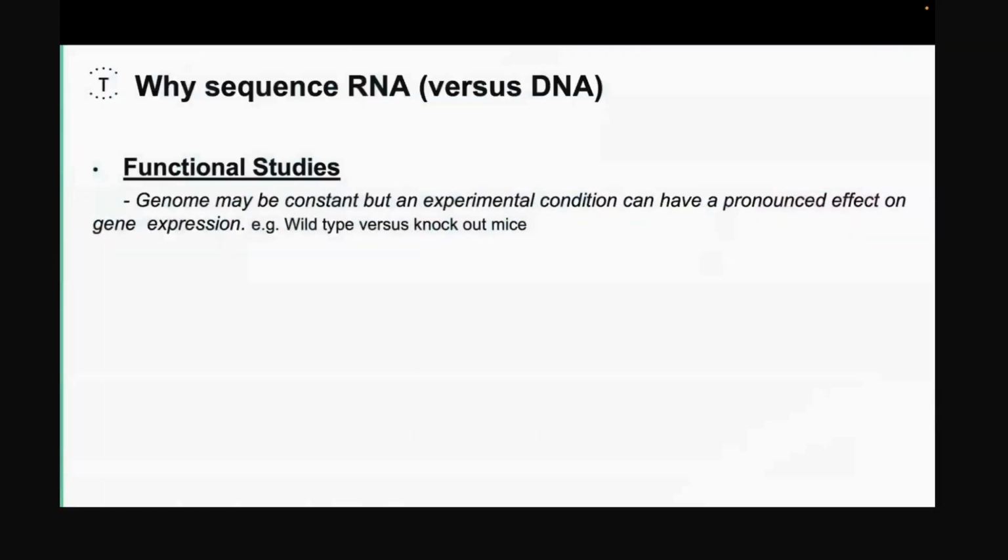To start with, why do we sequence RNA? Why is RNA sequencing important in some aspects of biological process? The most important is functional studies. As you know, the genome may be constant, but an experimental condition can have a pronounced effect on gene expression. For example, wild type versus knockout mice.